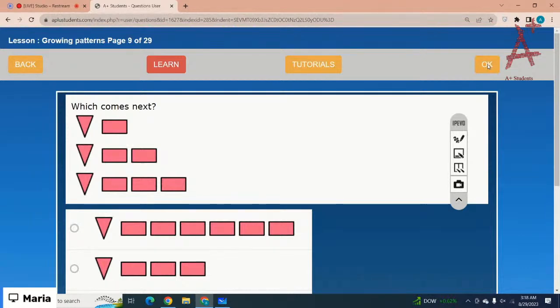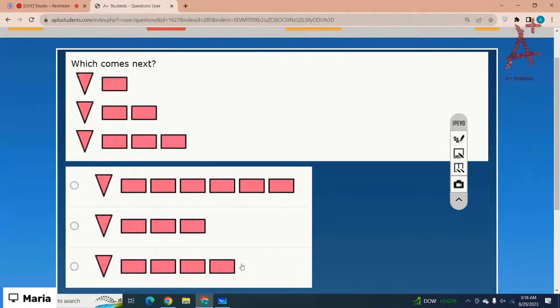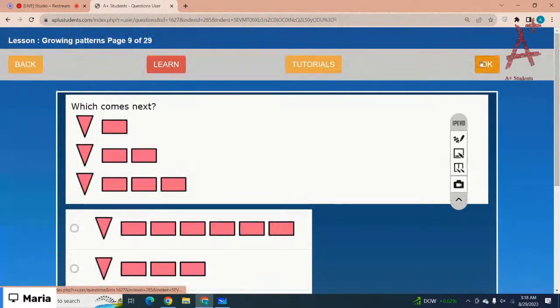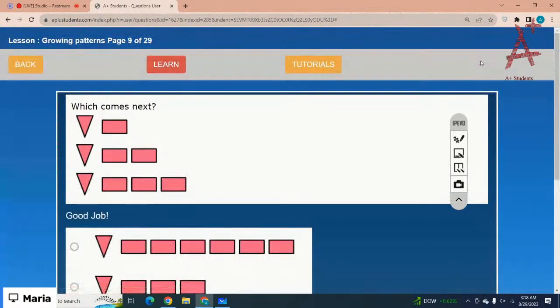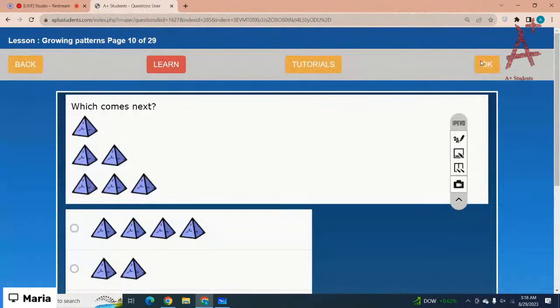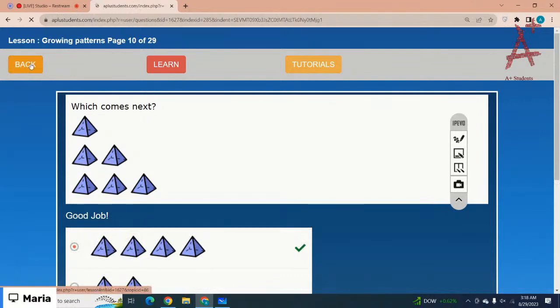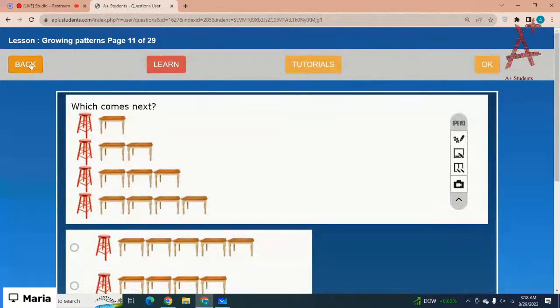Which comes next? The correct option is the last one. Okay, which comes next? Option number 1. Okay, you can complete the rest of the questions by yourself later today.